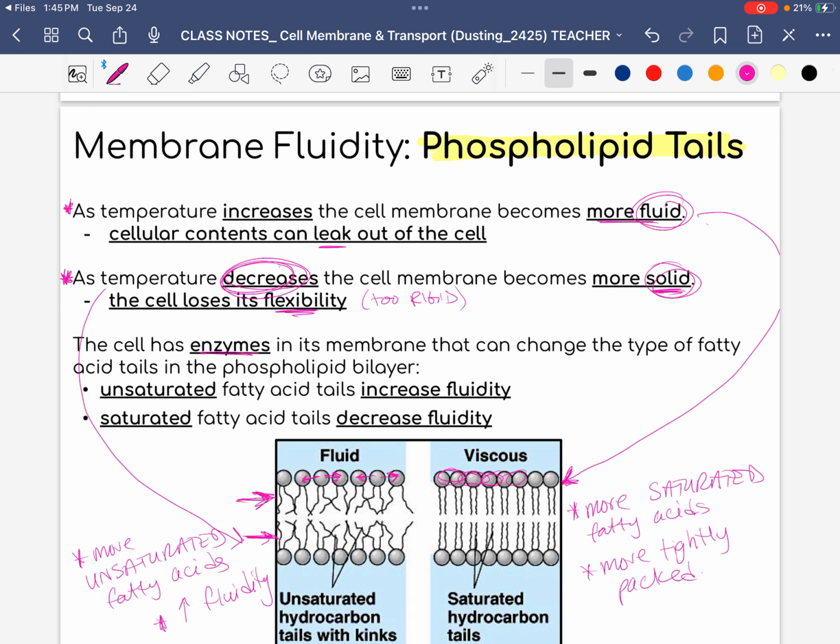And so there's more space here. So that way it's able to maintain its fluidity, so it stays more flexible.